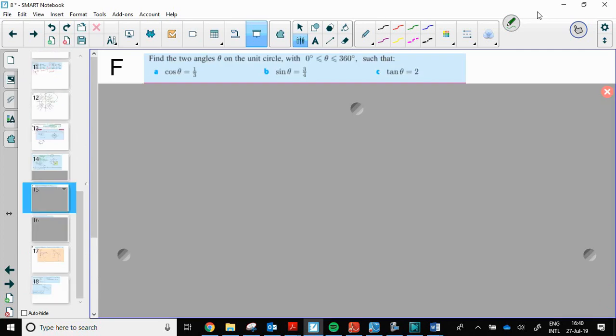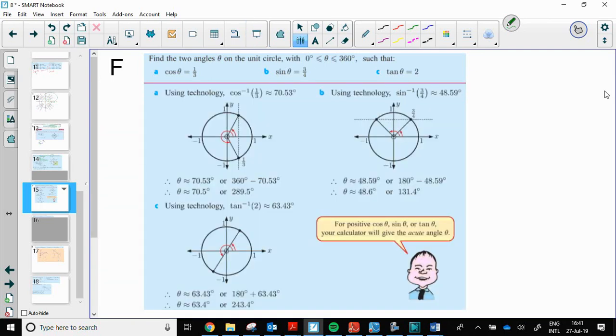And now, section F, combining these ideas with that of inverse trigonometry from the last chapter. We're going to find angles. We're going to look at 2 examples here. This is one example with 3 parts. Here, each of the trig values are positive, and that actually makes it pretty easy. I'm just going to show it all to you here at once.